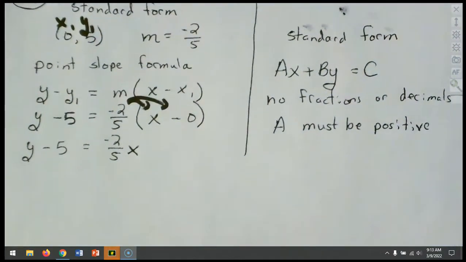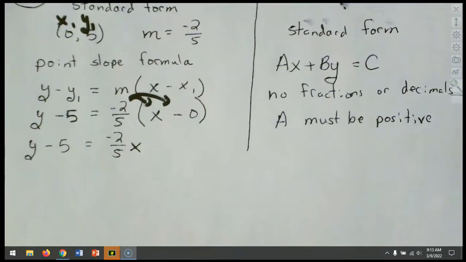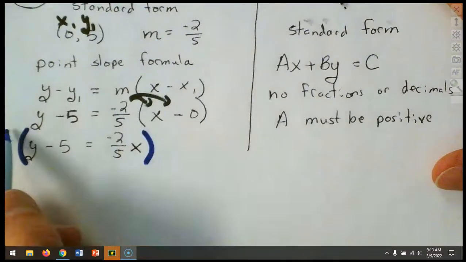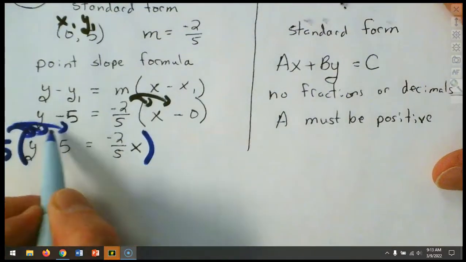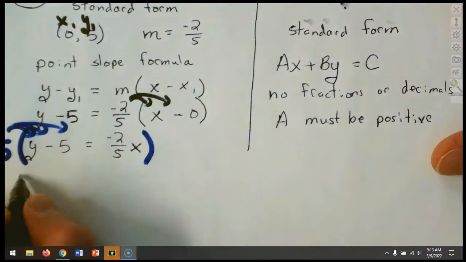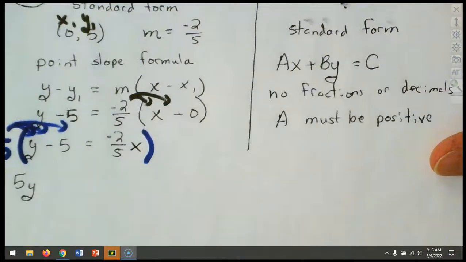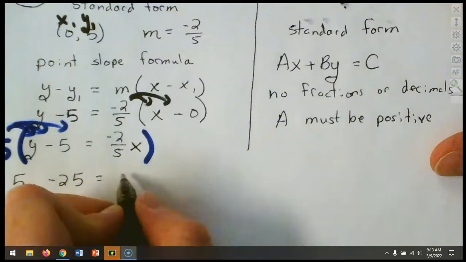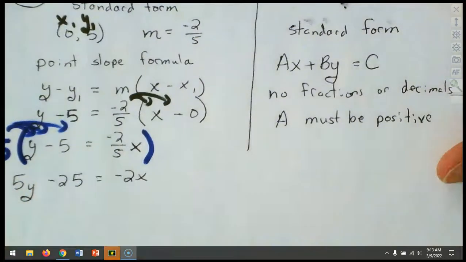Now, if we have fractions, we need to get rid of them, which we do in this case. Right? We have a fraction. So let's go ahead and get rid of that fraction by multiplying everything by a 5. That's going to clear them all out. So that's our first step. No fractions or decimals. So that's 5y minus 25 equals a minus 2x.